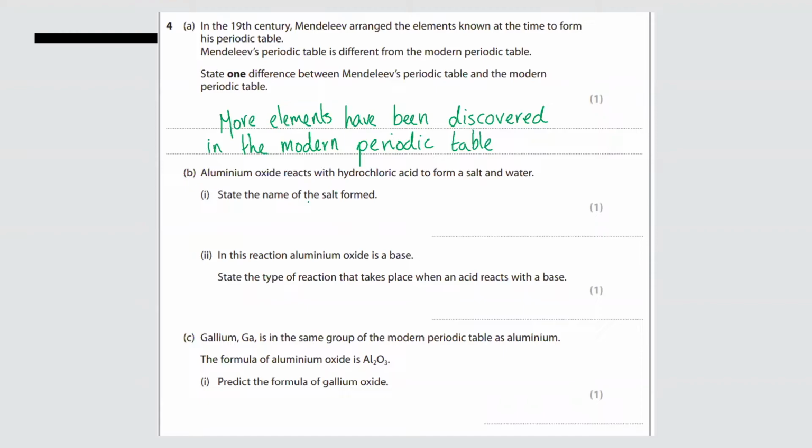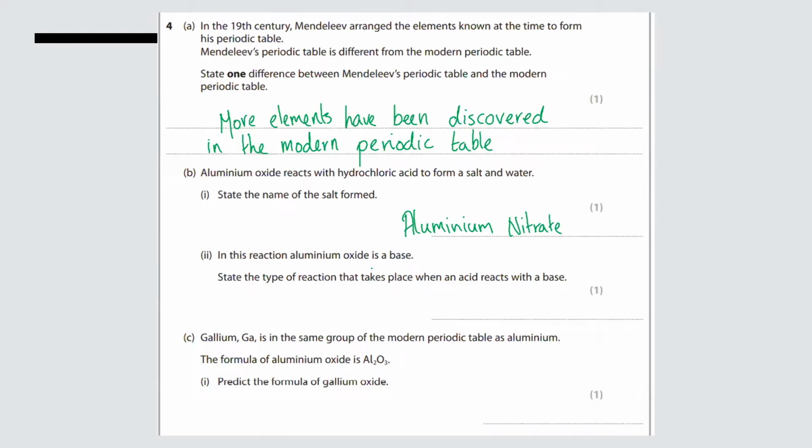Okay. Aluminium oxide reacts with hydrochloric acid to form a salt and water. State the name of the salt formed. So aluminium oxide, hydrochloric acid. So it takes the first bit, takes the name of the metal, aluminium, how it always works. And the second takes it from the acid, aluminium nitrate.